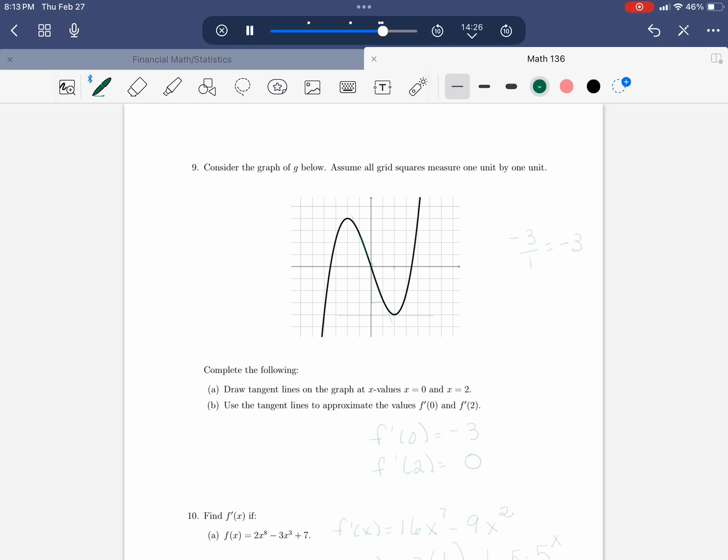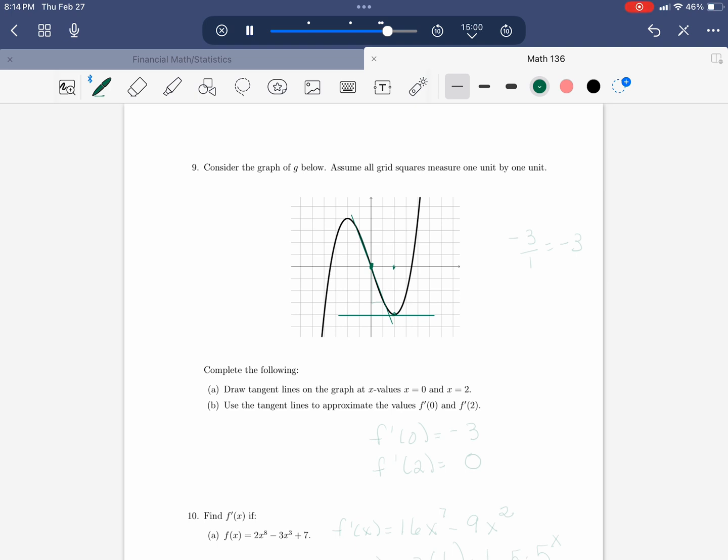So I'm going to draw a point at x equals 0 on the curve. And then I'm going to draw a tangent line at that point. Okay. And then also at x equals 2 on the curve, which is going to be right here at the bottom of the curve. And the tangent line will look like that. Okay. So I've drawn the tangent lines.